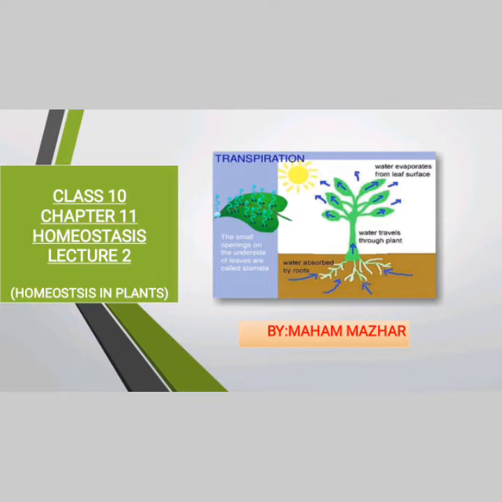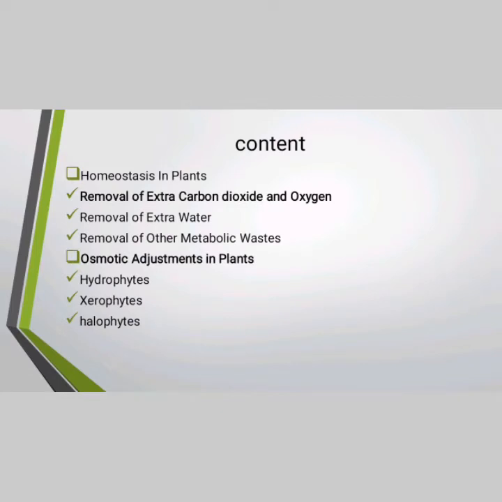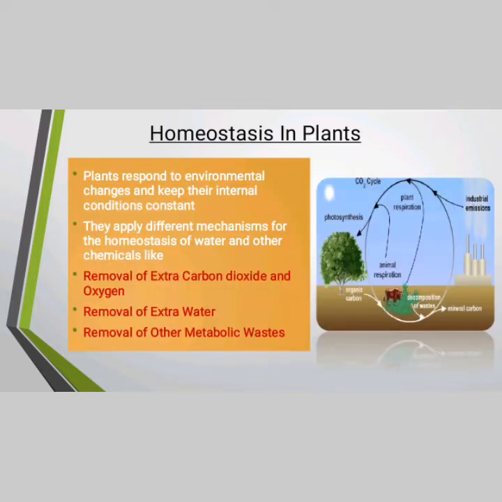Let us start our next topic, homeostasis in plants. In this lecture we will learn about homeostasis in plants, how plants remove extra carbon dioxide, oxygen, water and other metabolic wastes, and different categories of plants depending upon the availability of water. First one is how plants remove extra carbon dioxide and oxygen.